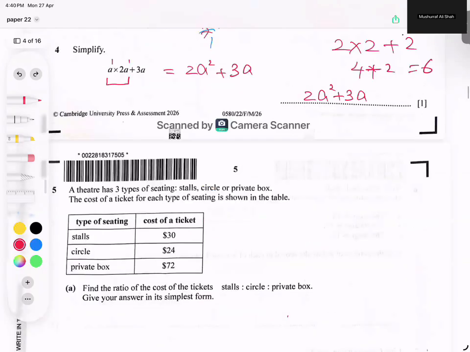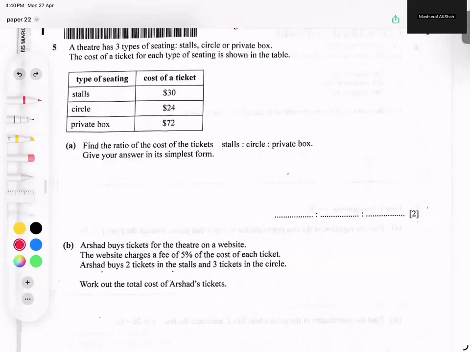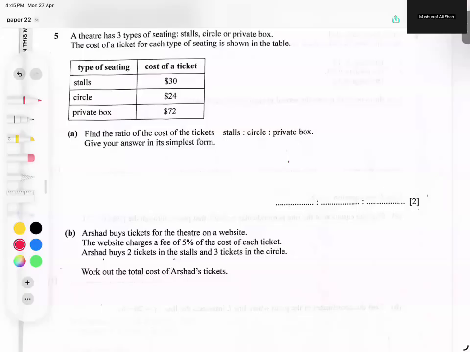Question number 5, we are starting now. Question number 5 is a percentage and ratio concept. Students, a theater has 3 types of seating: number 1, stalls, number 2, circles, and private box. The cost of tickets of each type of seating is shown in the table. Stalls, circle, and private box are given very clearly, and he's talking about the cost of one ticket. Find the ratio of the cost of a ticket for the stalls, circles, and private box, giving it in simplest form.